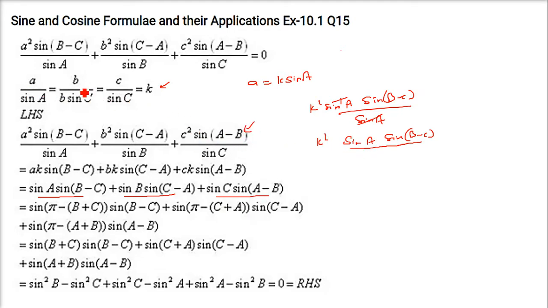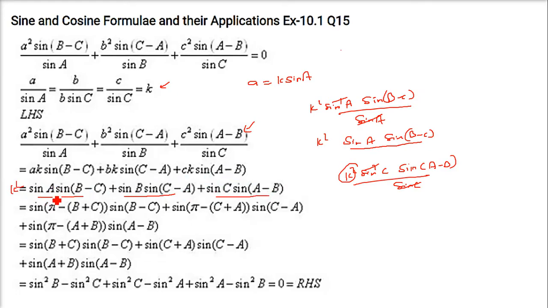c square can be written as k into sine C. So k square sine square C. Then we have sine A minus B. Then we have sine C. So this gets cancelled. You get k square sine C sine A minus B. So sine C sine A minus B. I am saying that k square we have taken common. Just assume that k square we have taken common.